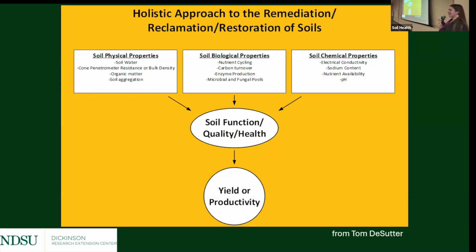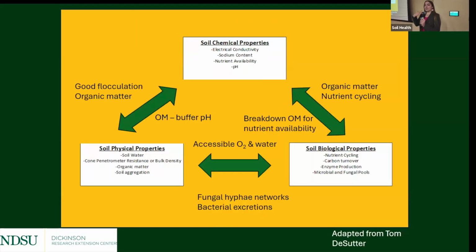He did not send me that very nice AI version, but he sent me this with those three pillars of the stool of soil health, which is the soil physical properties, soil biological properties, and soil chemical properties, all that feed into high functioning, high quality soils that output high yields or are very productive. And this is very nice, but I also like to think of these three pillars as very interconnected.